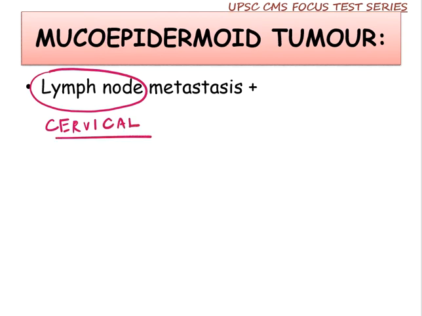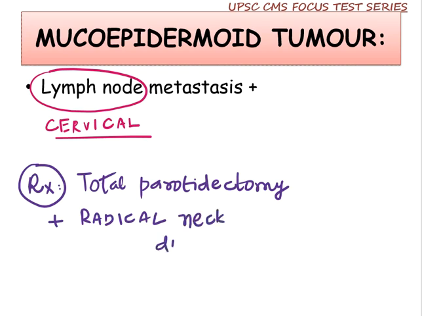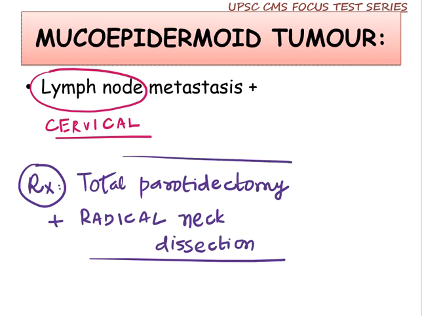So, this being a malignant tumor, what do you think should be the treatment for this patient? Please remember, the treatment is total parotidectomy, and because there is a possibility of lymph node metastasis, you also have to do a radical neck dissection. If there is significant lymph node involvement, you also have to do radical neck dissection. So remember, total parotidectomy along with radical neck dissection is the usual treatment we prefer for mucoepidermoid tumor. So don't forget the special point, it has a high chance of cervical lymph node metastasis.